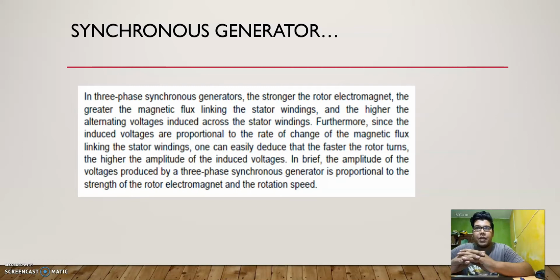In brief, the amplitude of the voltage produced by a three-phase synchronous generator is proportional to the strength of the rotor electromagnet and the rotation speed. These are some characteristics of the synchronous generator that we have to know. So let's go to the procedure.